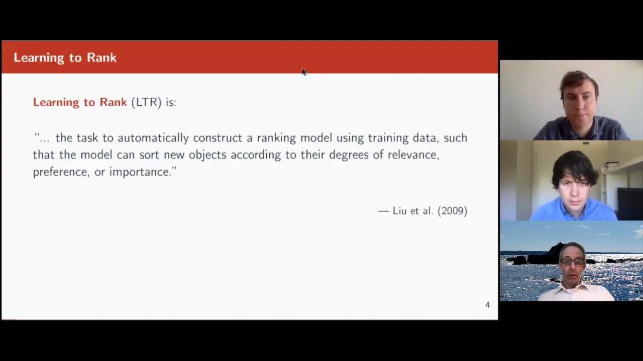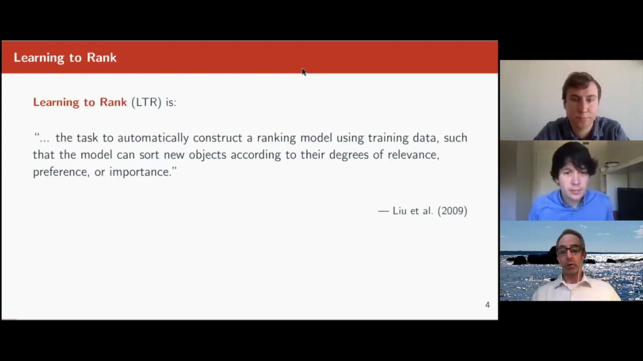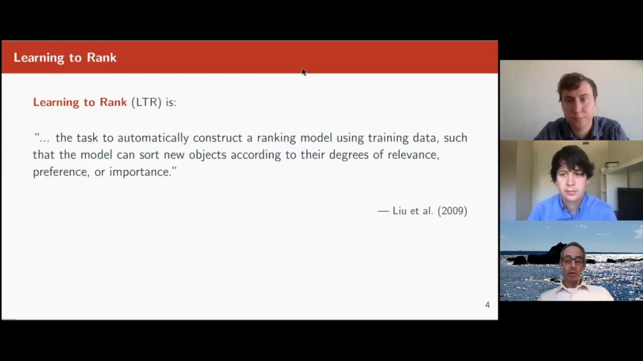So in learning to rank, if we quote an influential tutorial and survey written about 10 years ago, learning to rank is the task of automatically constructing a ranking model using training data such that the model can sort new objects according to their degrees of relevance, preference, or importance.